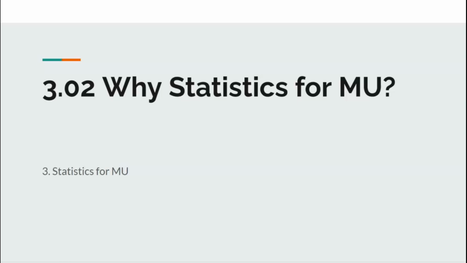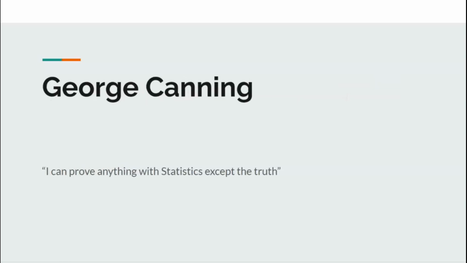Let's talk about statistics for measurement uncertainty more specifically, and why we need to bother with statistics. I like statistics quotes. Some of them are quite dry in their sense of humour, and this one from George Canning is a good one. I think that I can prove anything with statistics except the truth.